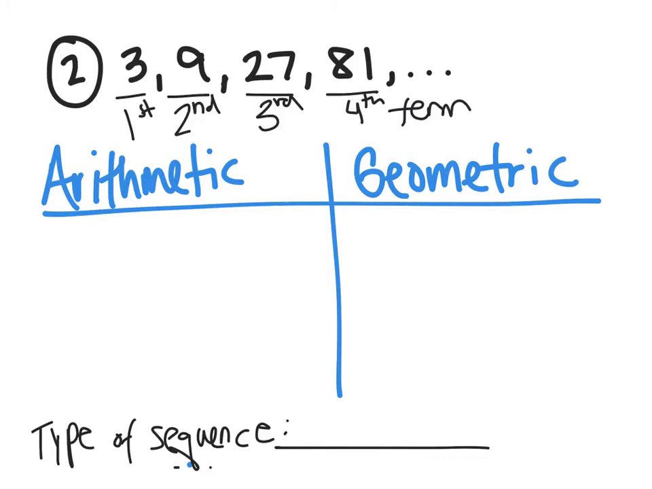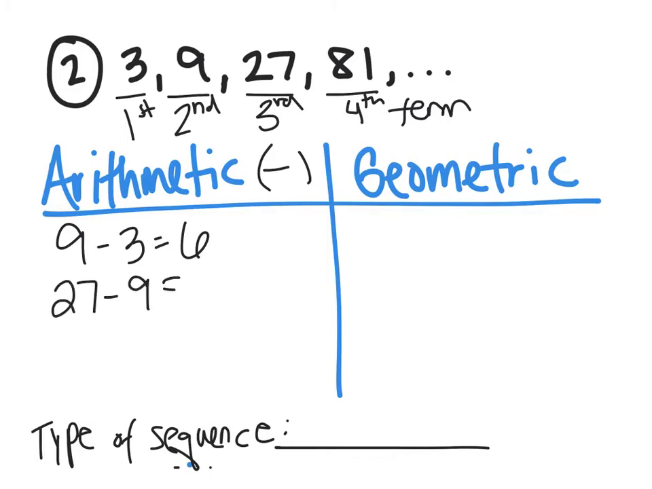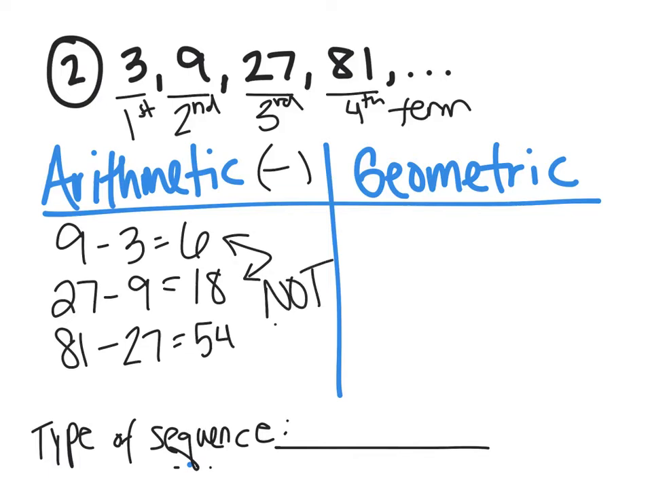All right, so for arithmetic, remember we are subtracting to find the difference. So you take the second term minus the first one. So 9 minus 3 is 6. You take the third term minus the one right before it, which is 9. And 27 minus 9 is 18. And already we can see that these two are different, but let's check the third one. Take 81 minus the term right before it to find the difference. And 81 minus 27 is 54. So already we know that it's not arithmetic.